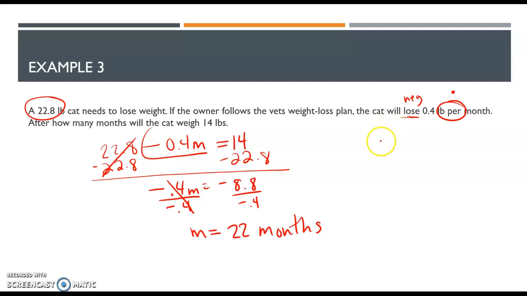So again, things that I looked for: per, that's where our multiplication is going to be. Normally, we have to read the problem very carefully, but normally per indicates where our variable is going to go. So that is a big clue for me, especially if it only happens once in the sentence or in the paragraph. Then I know that that is where my variable is.